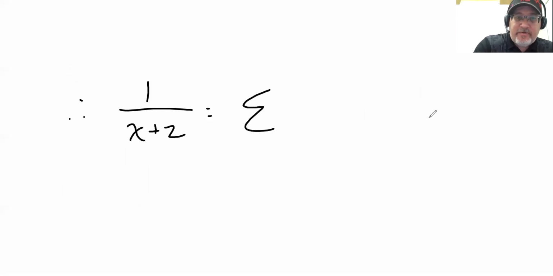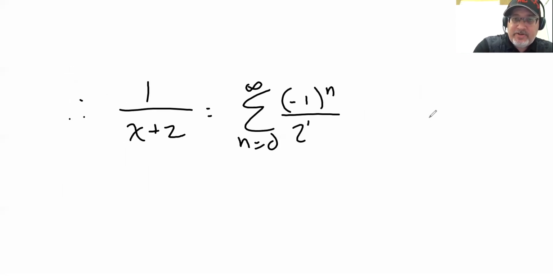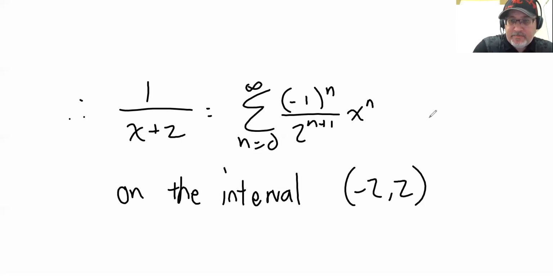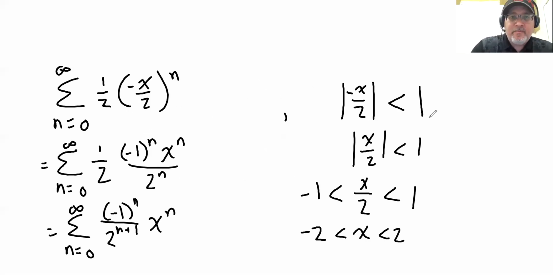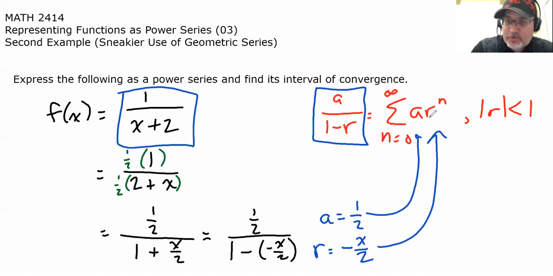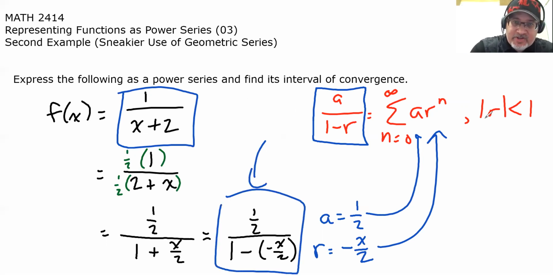So our conclusion, therefore, 1 over 2 plus x, it was x plus 2, is equal to the sum of n equals 0 to infinity of negative 1 to the n over 2 to the n plus 1 times x to the n on the interval negative 2 to 2. Is that what it was? Yes, negative 2 to 2. All right, so by manipulating the original function so that it had a more structural similarity to the sum of a geometric series, we could extract the first term, the ratio, and then go from there.